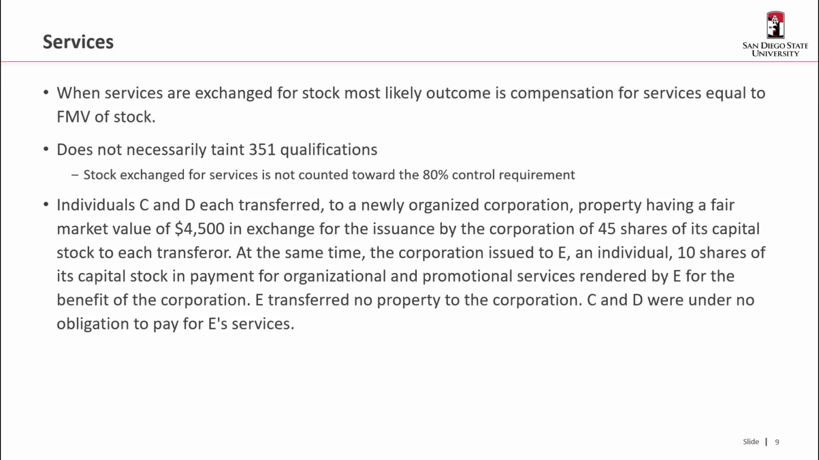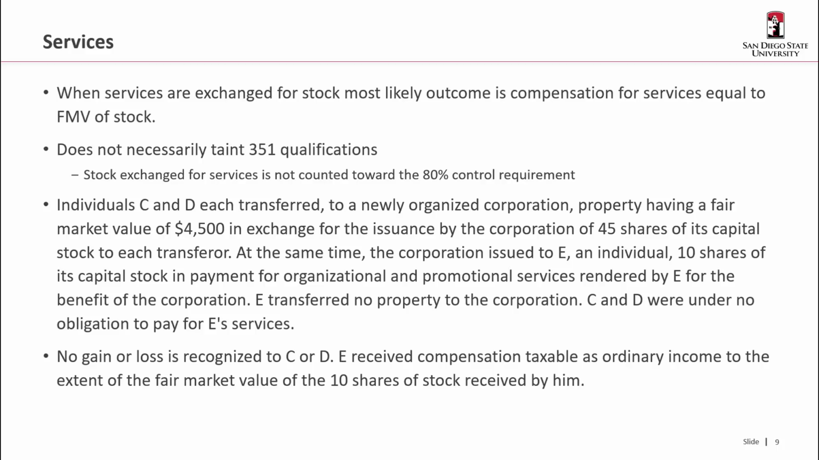Okay, so let's think about what's happened. So C and D did a true 351, property in exchange solely for stock. E did not. E provided services. So if we leave E out, do C and D still have control? And the answer is yes, because they're getting 90% of the corporation shares back in return for the property. So as a result, C and D do not recognize gain. E, on the other hand, receives compensation taxable as ordinary income to him for the fair market value of those shares.